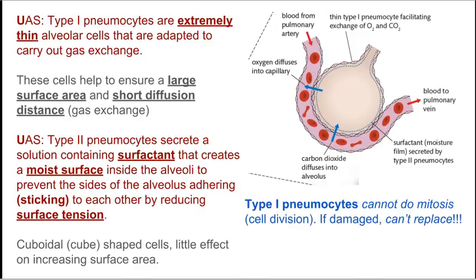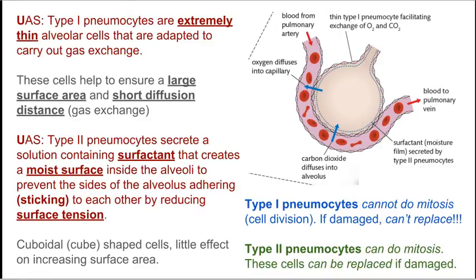Really interesting that type 1 pneumocytes, so these extremely thin cells, cannot do mitosis, which is cell division. So the really important point here is if they are damaged, for example, through smoking or inhalation of some other chemical or cancer, they cannot be replaced. Type 2 pneumocytes, on the other hand, can perform mitosis. So these cells can be replaced if they are damaged or if they are lost. So it's an important note there.